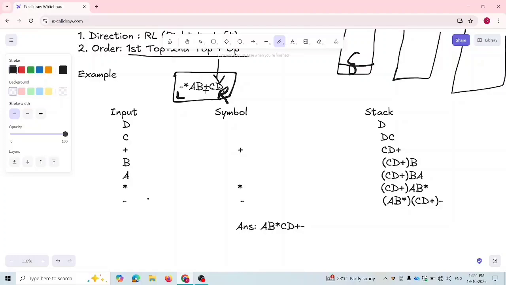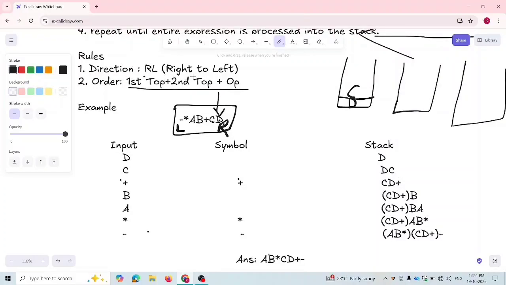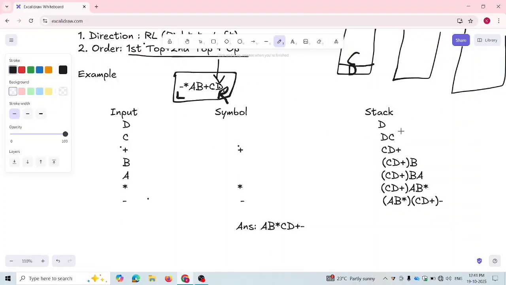Now we get an operator. When you get an operator symbol plus, what do you have to do? You have to follow the order: first top, second top, and operator, right? So which is the first top? This is the first top, the element that is present at the top now. And this is the second. So you will do first top, second top, plus operator. So what will it be? You will have C, D and plus. Got it?